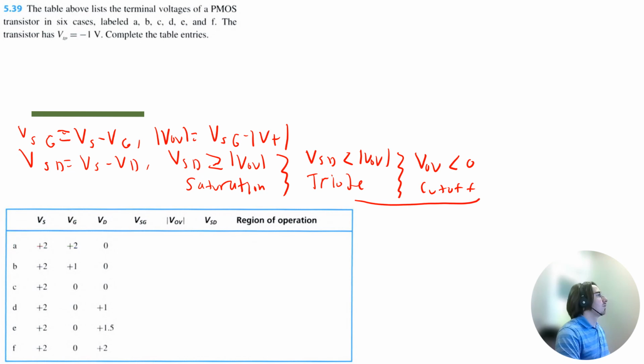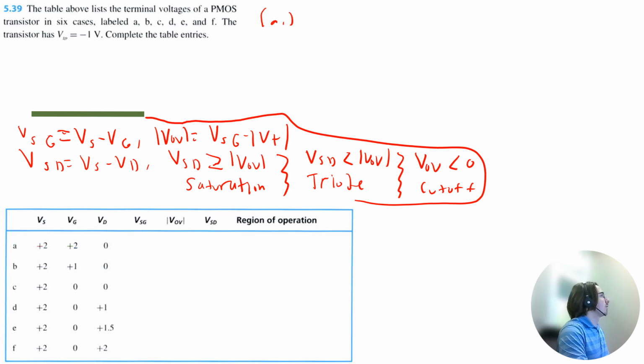Okay, this is all the preliminary information. This is really all we need to start solving for the table. So let's solve for case A. Voltage from source to gate is equal to 2 volts minus 2 volts. So that is equal to 0.